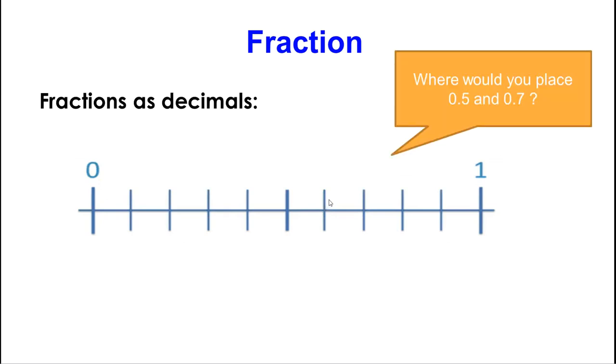So let's look. Where would you place 0.5 and 0.7 on this number line? Well, we know that 0.5 is the same as 5/10, so 1, 2, 3, 4, 5. 0.5 is the same as 5/10 or the same as 1/2. And 0.7 is the same as 7/10. 1, 2, 3, 4, 5, 6, 7. 7/10 is equal to 0.7.